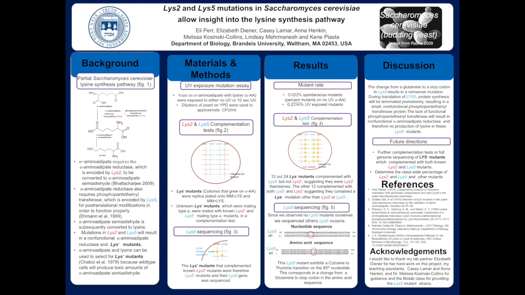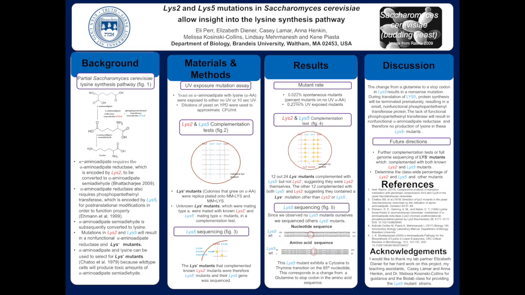I'm going to talk about an experiment that selects for budding yeast, Saccharomyces cerevisiae, that are auxotrophic for lysine. After selecting for these lys mutants, we then ran complementation tests to reveal which yeast had mutations in the genes lys2 and lys5. And finally, we sequenced the lys5 mutants to determine the specific mutation they had in the lys5 gene.